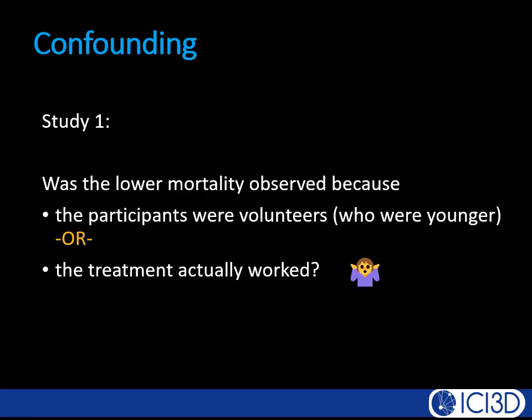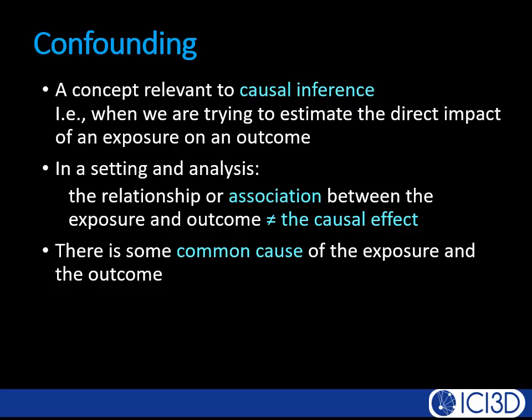Let's begin with confounding. Going back to the first study, we were unable to answer whether mortality was lower because the participants were volunteers or the treatment actually worked. And the reason for this is confounding. Confounding is a concept that's relevant to causal inference, i.e., when we are trying to estimate the direct impact of an exposure on an outcome, in this case, of treatment on mortality.